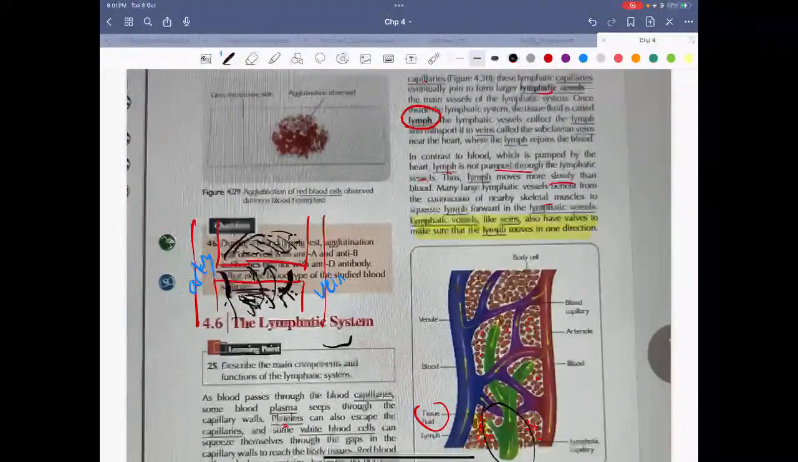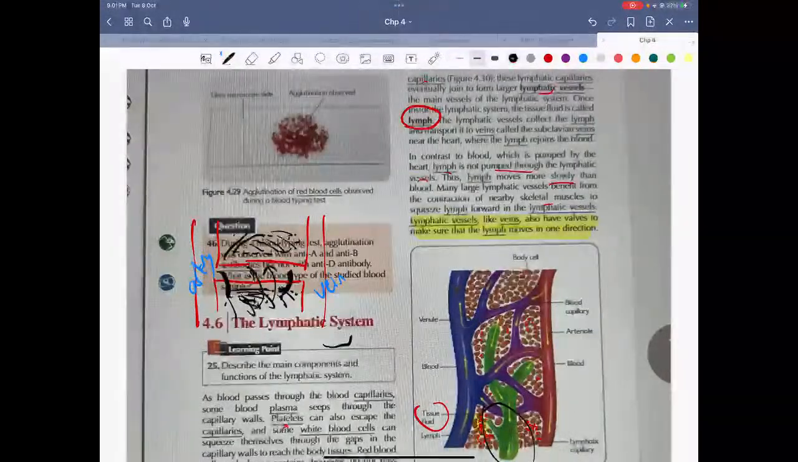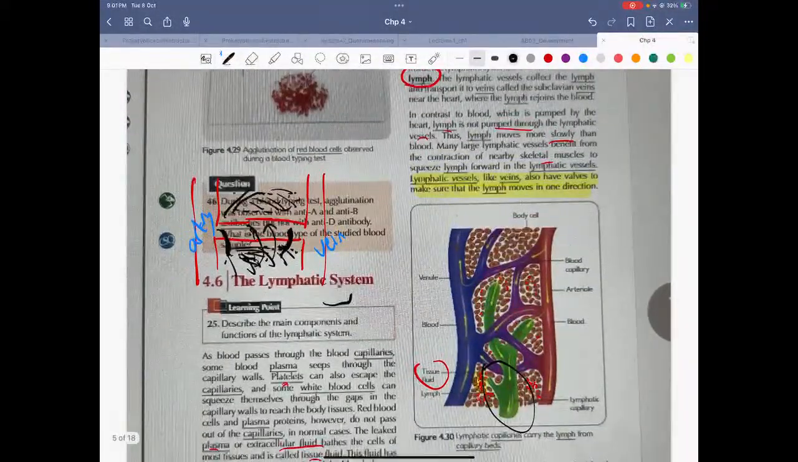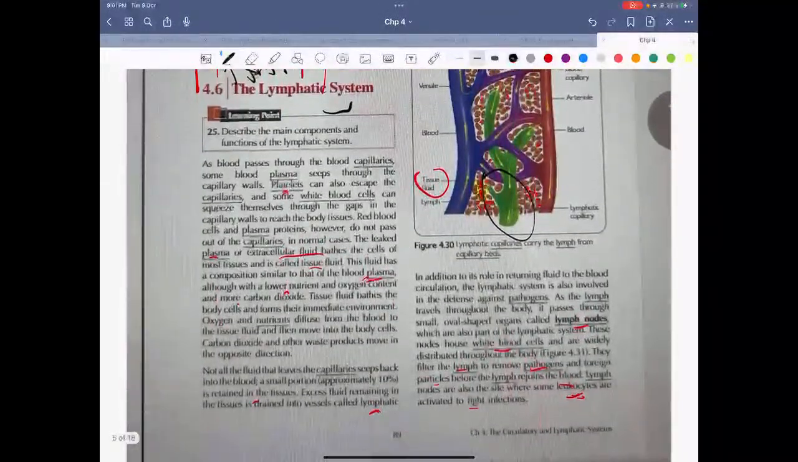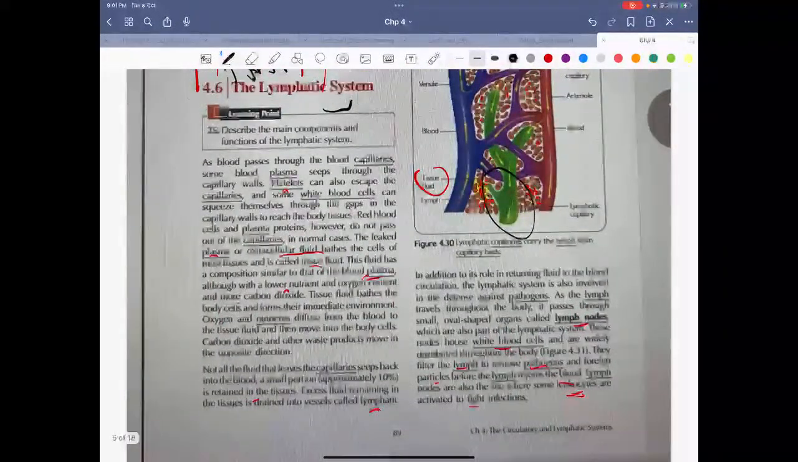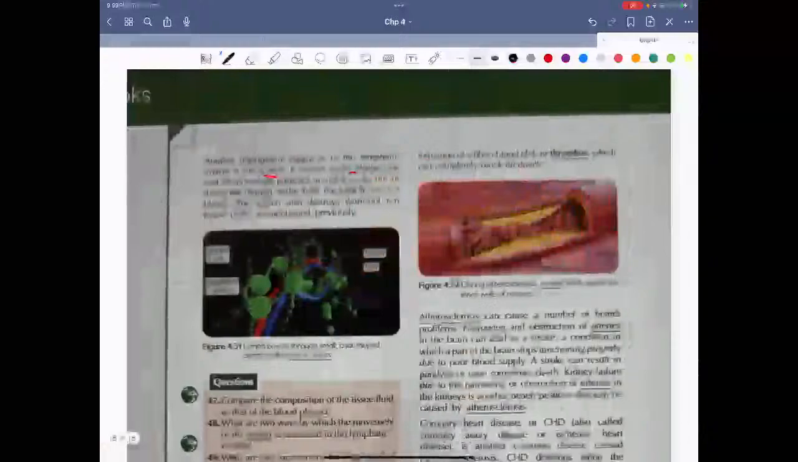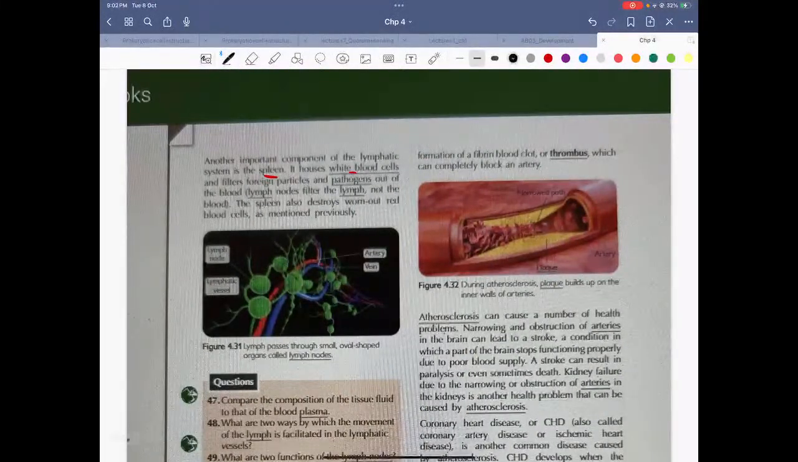And just know the lymphatic system also has valves, okay? So making them move in one direction, and it also works in fighting against infection, as we said, because of the lymph nodes where they house white blood cells, and for example in the spleen, okay, where you also have activation of white blood cells. That's it for the lymphatic system. Is that clear?